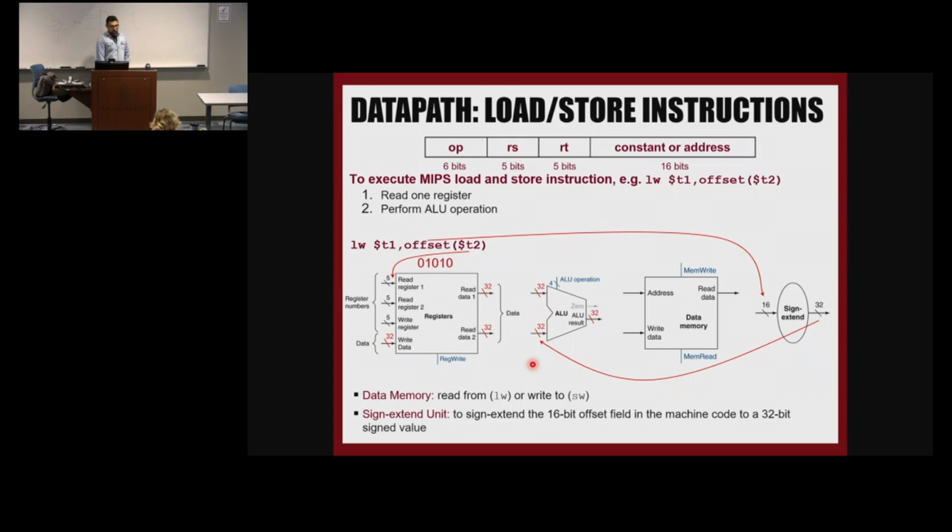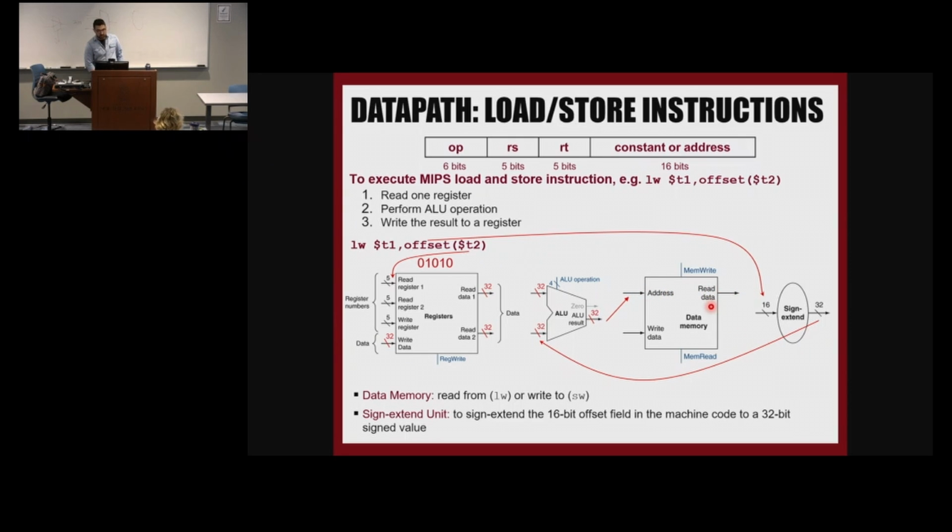Now we do the add operation. When it's done, we send the data. This is the result. So this is how we calculate the address. We use the ALU to calculate the address that we want to load something from. So now when we send the address to the memory, we can read the content from this one, read data.